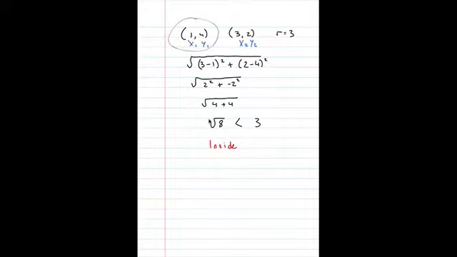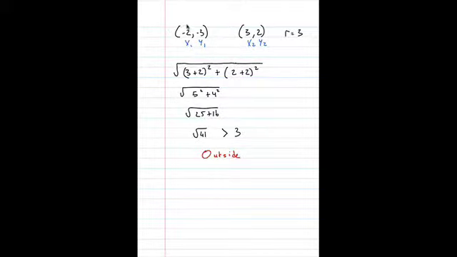Let's try this one. We do the distance between here and here, and we find out that it's root 8. Is root 8 bigger than 3, smaller than 3, or equal to 3? You can do it on the calculator if you want, it's some decimal number. Smaller. So what does that mean, Alan? Is it inside, outside, or on the circle? It's inside.